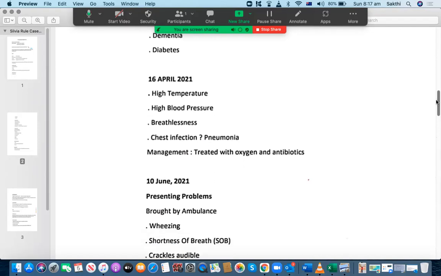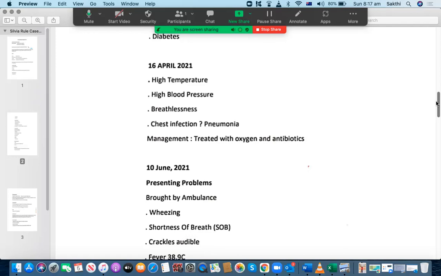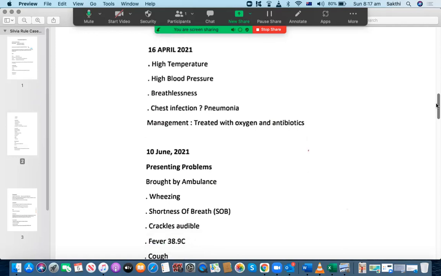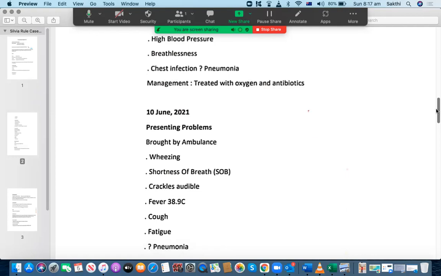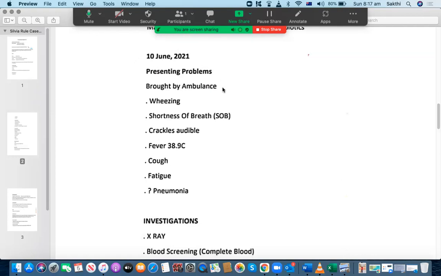High temperature, high blood pressure, breathlessness, chest infection possibly due to pneumonia. That's on 16 April 2021. Management: treated with oxygen and antibiotics. That's fine. 10 June 2021, presenting problems, brought by ambulance. This is when she was brought to the hospital. This is the recent admission, the reasons why she has been admitted. All these symptoms are in relation to the pneumonia, possibly pneumonia. They said probably. Look at the question marks.